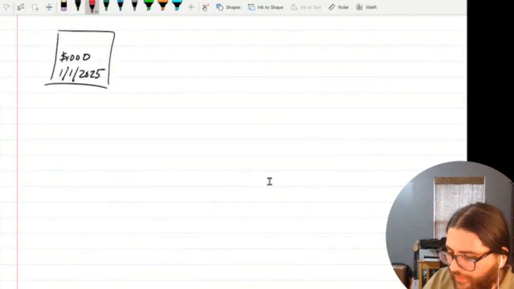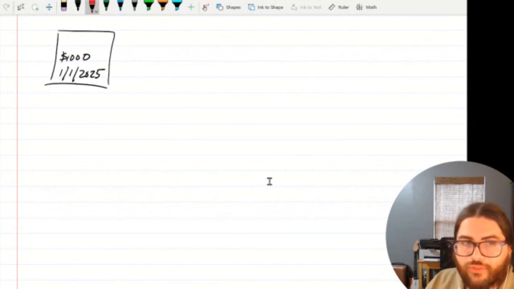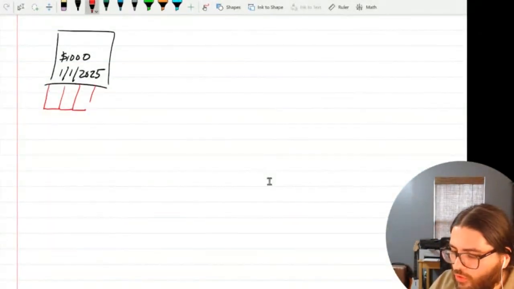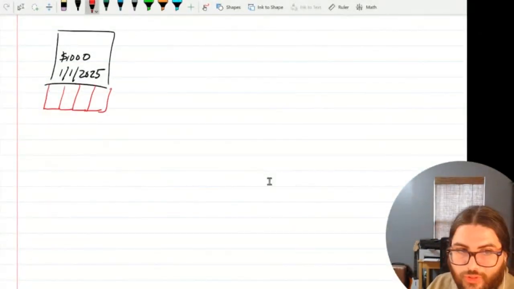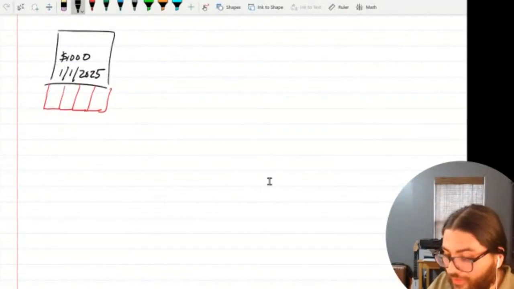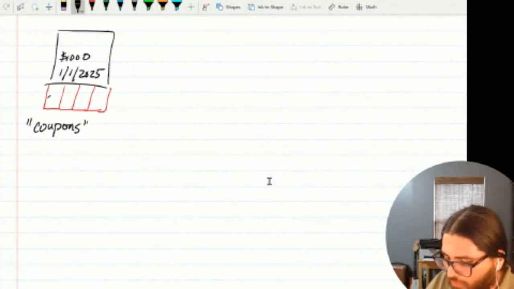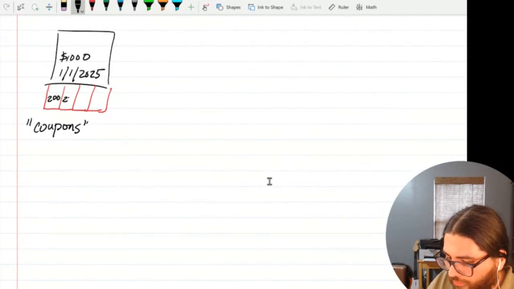But not only will it have this $1,000 IOU, it'll actually have little coupons on the bottom. They used to be actual coupons. They're not actually coupons anymore, but they're called coupons still because you rip them off and trade them in. You could trade in this coupon for, say, $200 at the beginning of every year. They would have dates printed on them as well.